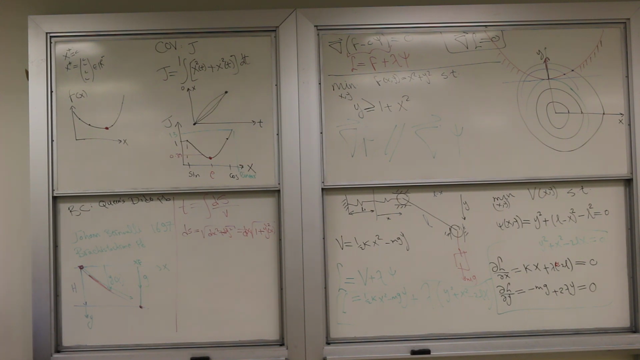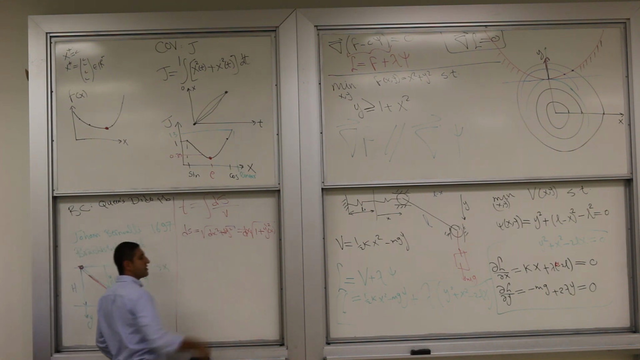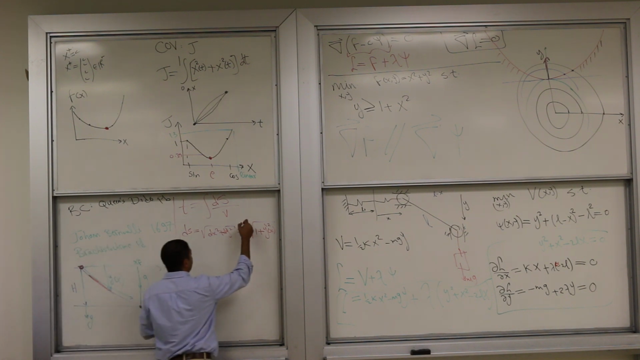Any question about ds? dx squared plus dy squared. y is related to x. y is a function of x, so dy squared is y prime, dy/dx, times dx. Okay, so I can substitute here for my ds now.